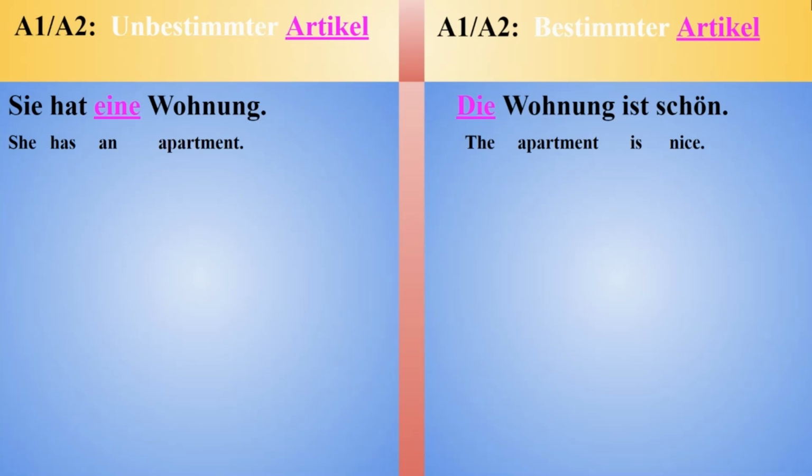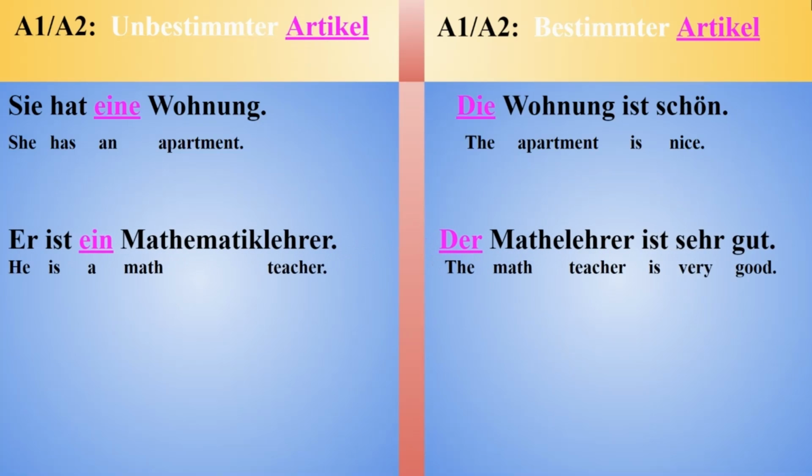Let us look at a few more examples. Er ist ein Mathematiklehrer. He is a math teacher. Der Mathelehrer ist sehr gut. The math teacher is very good. Observe, in the first sentence, we are just talking about a mathematics teacher. Whereas, in the second sentence, we are talking about a particular math teacher who is very good.